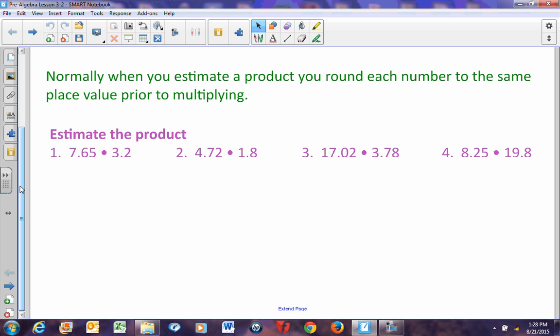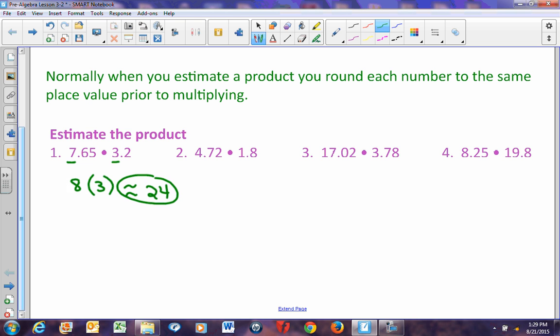Normally, when you estimate a product, you round each number to the same place value prior to multiplying. Now, the whole idea of estimating is to make your multiplication and your division easier. So don't sit here and say, oh, I'm going to estimate 7.65 to 7.7, because that's not going to be easy to multiply. What would be easiest is to round both of these numbers to the nearest whole number. Now, 7.65 rounds to 8, 3.2 rounds to 3, so this is approximately 24.